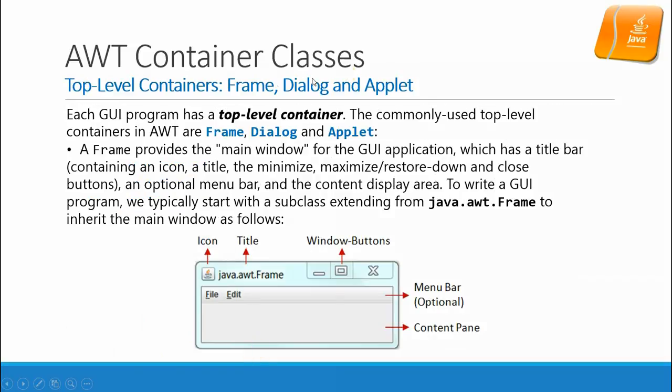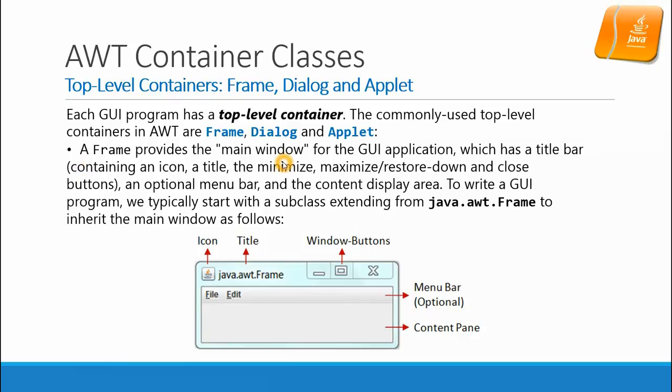AWT container classes: top-level containers, frame, dialog, and applets. Each GUI program has a top-level container, which some GUI packages call a widget or application. The commonly used top-level containers in AWT are frame, dialog, and applet. We have already tried one applet in the previous lecture, and now we are talking more about frame and dialog.